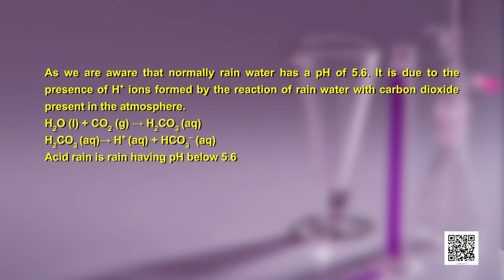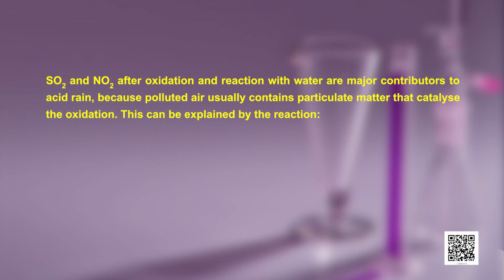Acid rain has a pH below 5.6. Oxides of nitrogen and sulfur, which are acidic in nature, can be blown by wind along with solid particles in the atmosphere, and they finally settle down either on the ground as dry deposition or in water, fog and snow as wet deposition. SO2 and NO2, after oxidation and reaction with water, are major contributors to acid rain because polluted air usually contains particulate matter that catalyzes the oxidation.